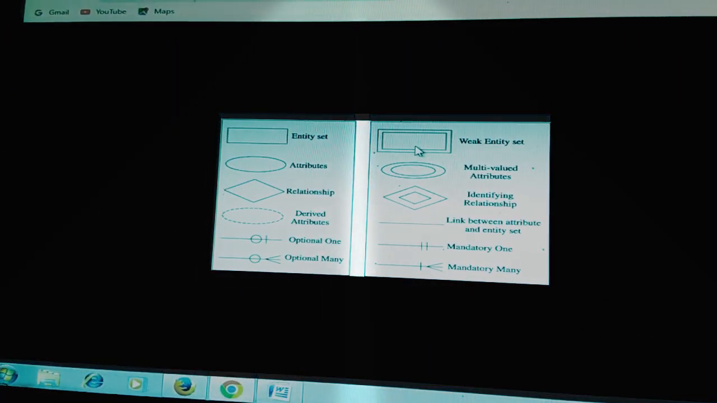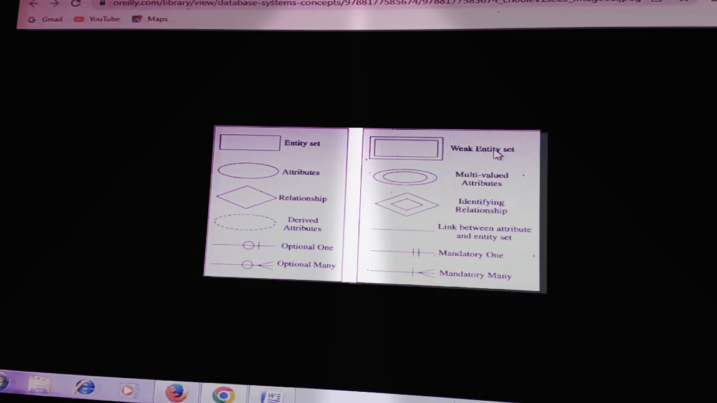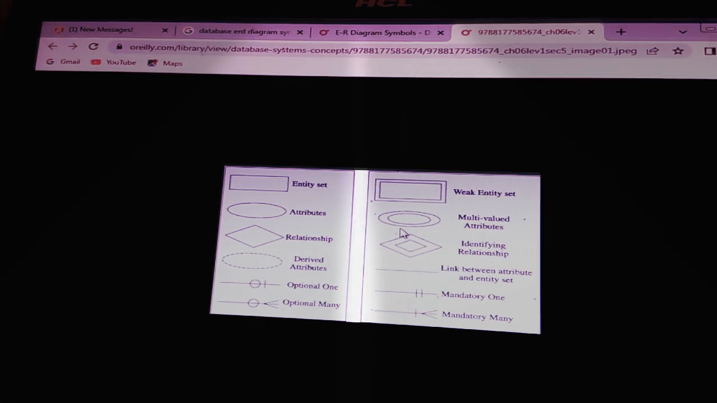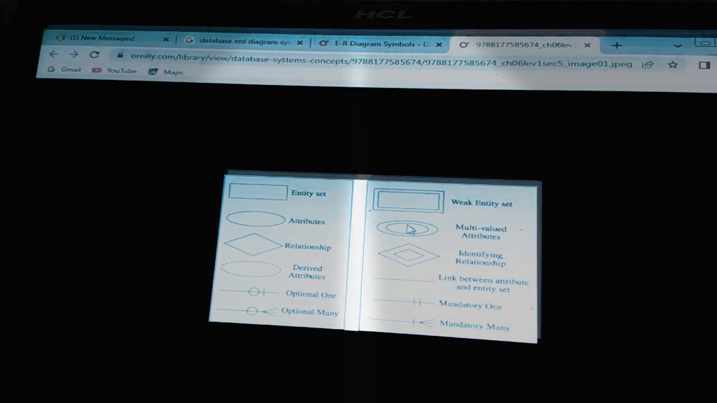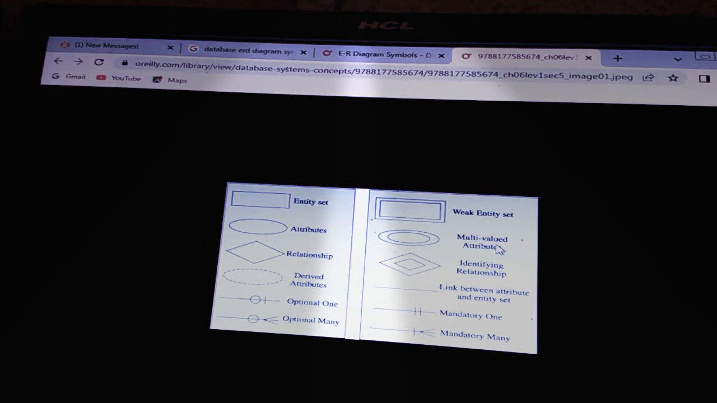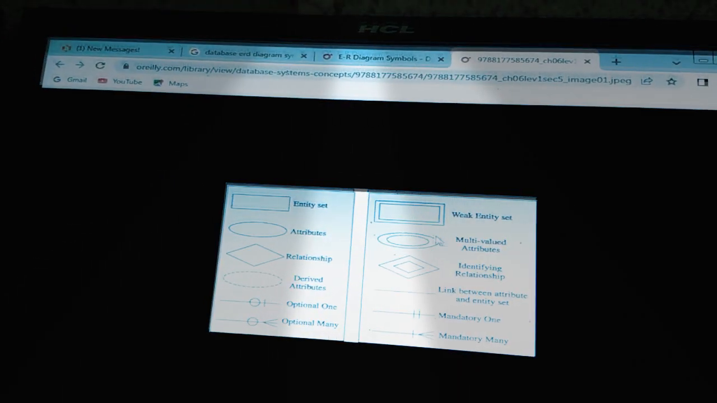Okay, second is a weak entity. An entity that depends on another entity is called a weak entity set. Next is multi-valued attributes. Multi-valued attributes depend on a first attribute depending on a second. For example, mother's name and father's name depend on a second entity.